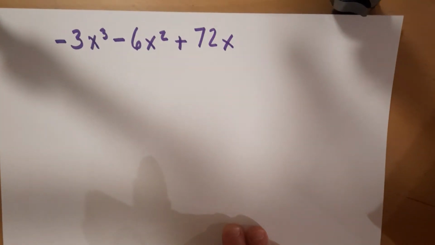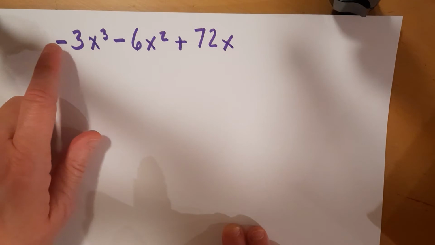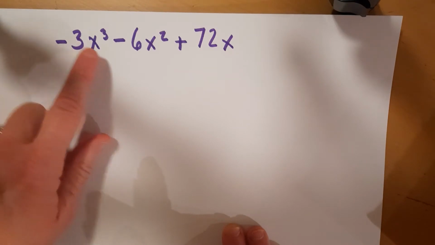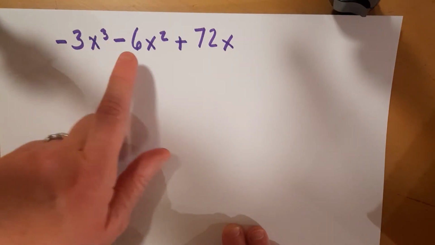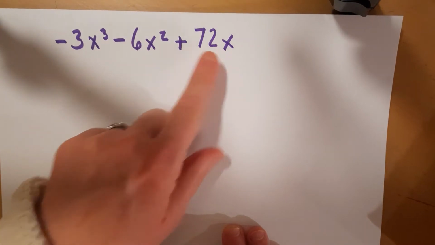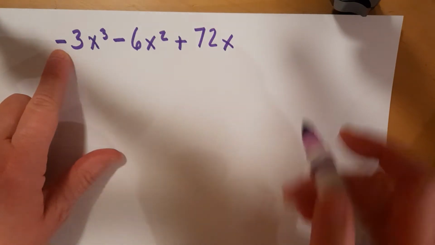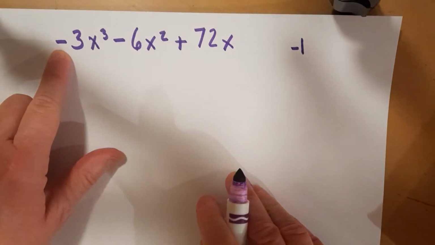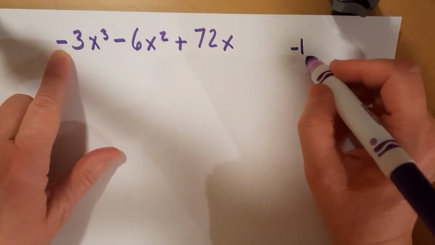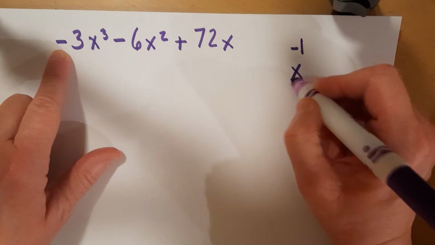But there's something else to keep in mind. We do not want a negative sign in front of our first term. It's okay if it's in front of our second and third terms, but we don't want a negative sign in the front. So we have to factor out that negative sign. That negative sign stands for -1. So we have to factor out both an x and a -1.